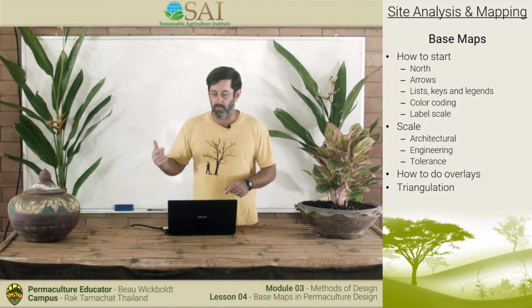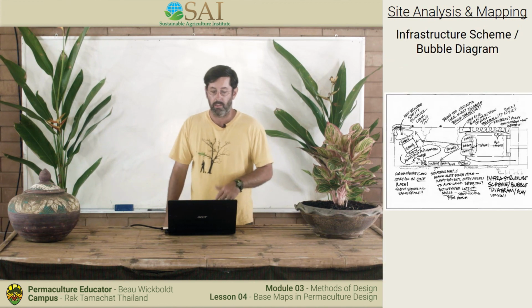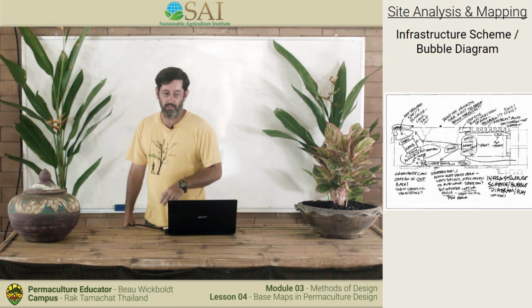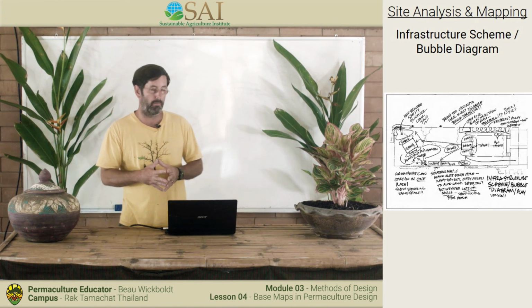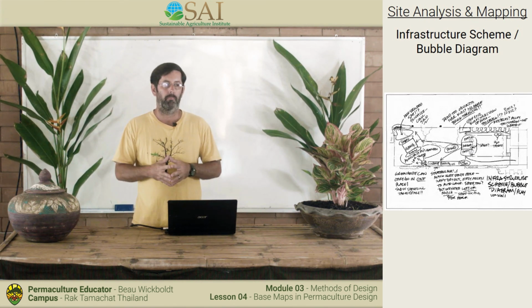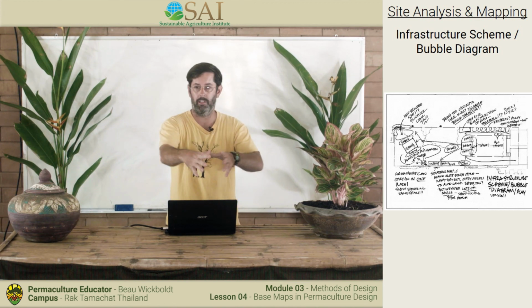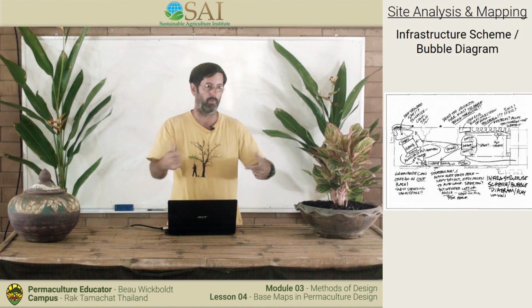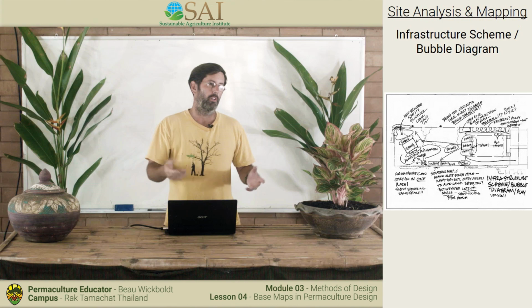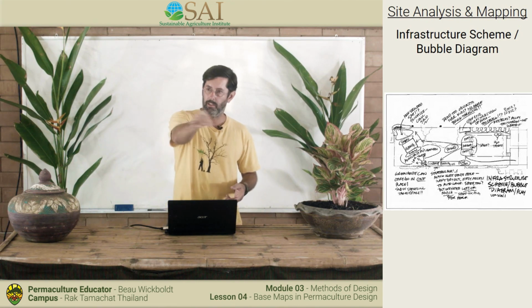And then we're going to look at overlays and triangulation. So very simple. This is called an infrastructure scheme or a bubble diagram. So at the beginning, similar to us putting out the items, right? They're just kind of like rough sizes for what we think and where they're going to go. You can use that with like using bubbles or like squares.